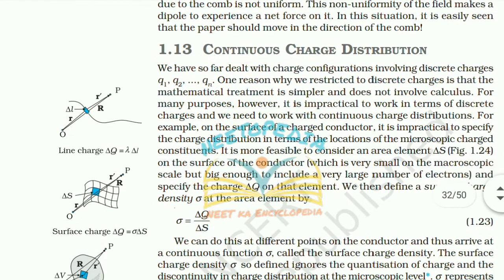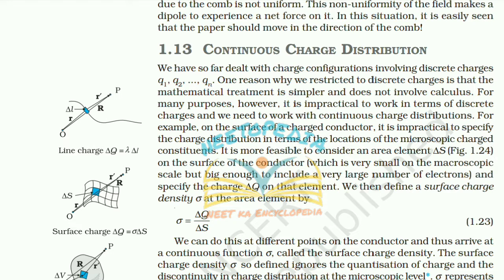1.13 Continuous charge distribution. We have so far dealt with charge configurations involving discrete charges Q1, Q2 and so on till Qn. One reason why we restrict it to discrete charges is that the mathematical treatment is simpler and does not involve calculus. For many purposes, however, it is impractical to work in terms of discrete charges and we need to work with continuous charge distributions.